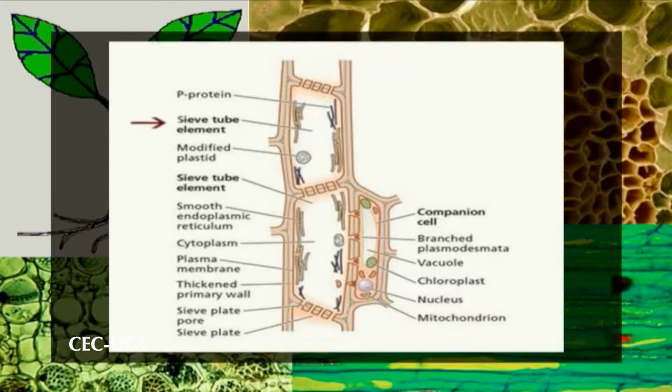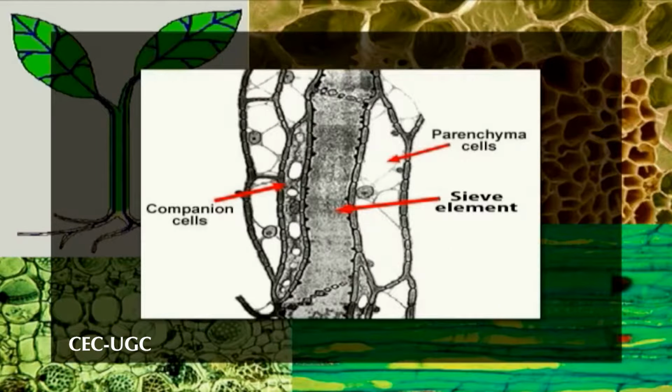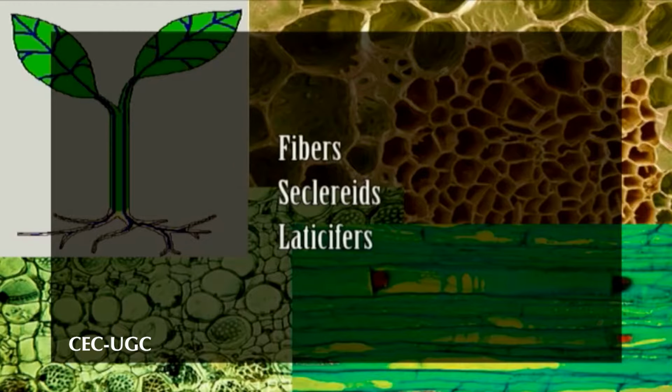The conducting cells called sieve elements are highly modified to create a low resistance pathway composed of contiguous living cells whose long-term viability is maintained through an intimate association with companion cells. In addition to sieve elements, the phloem tissue contains companion cells and parenchyma cells. In some cases, phloem tissue also includes fibers, sclereids, and laticifers.